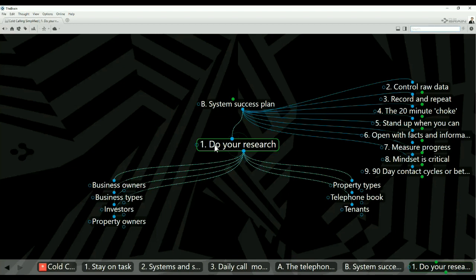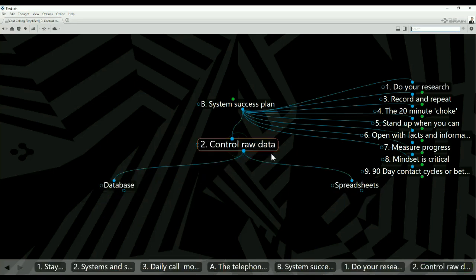Research will help you do that. Put some direction in your business calls and connections. So who do you research? Well, all of these people: business owners, business types, investors, property owners, property types. Use the telephone book and particularly the yellow pages. There's lots of businesses in the yellow pages. Use it. It's online. It's free.